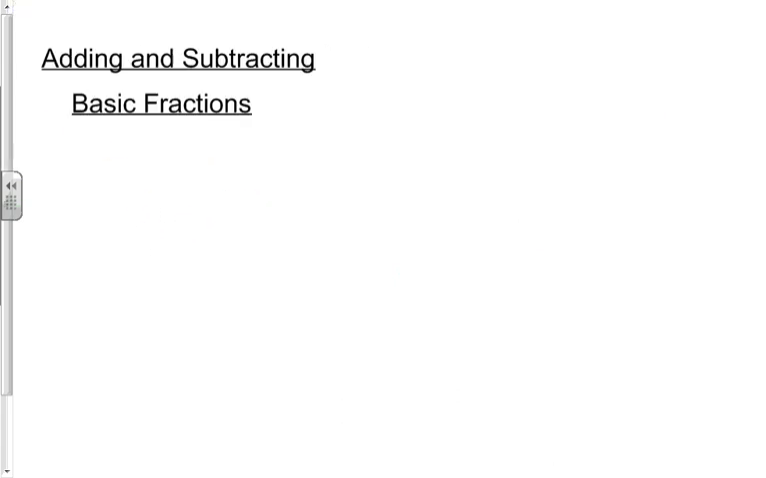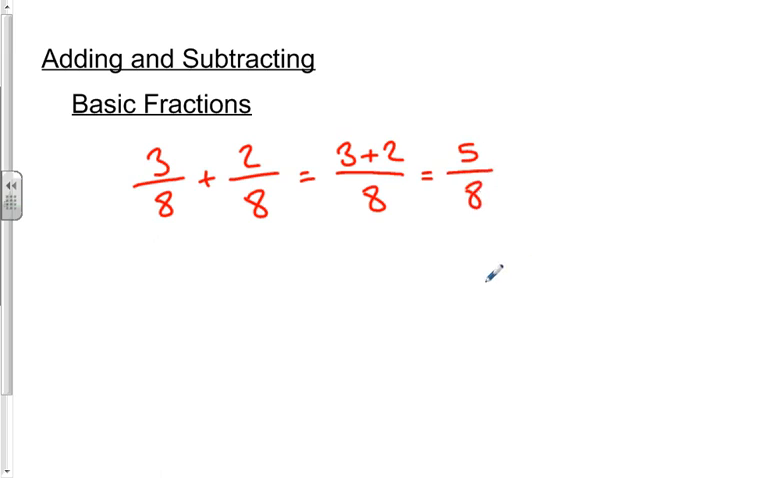So now we're going to look at adding and subtraction. Now we can add and subtract basic fractions. Basic fractions are when we have the same denominator. So if we had 3/8 plus 2/8, you can see that the denominator is the same. What we're saying there is I've got 3 portions of something that's been cut into 8 and another 2 portions of something that's been cut into 8. So what I've got is 3 plus 2 all over 8. I have 5/8.